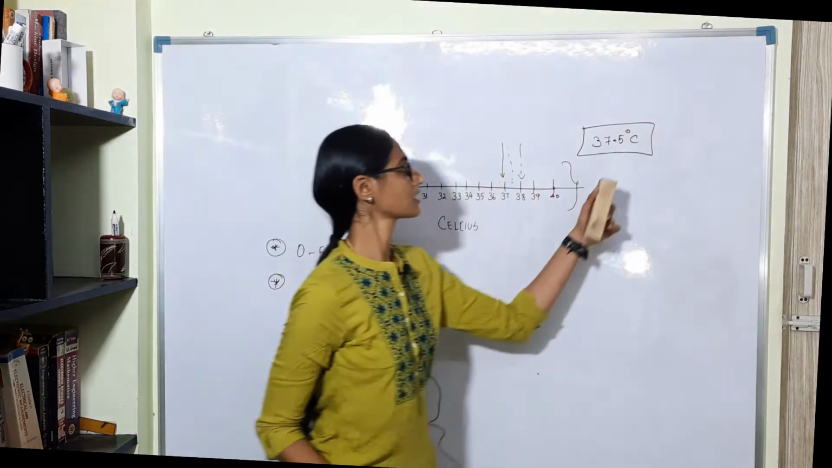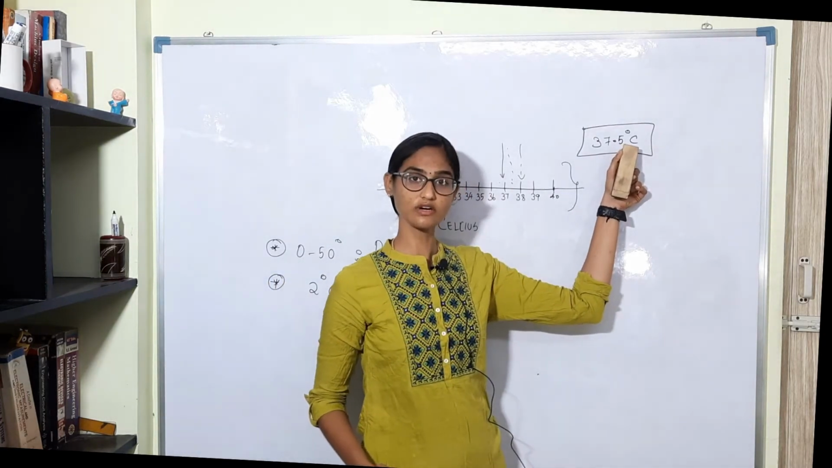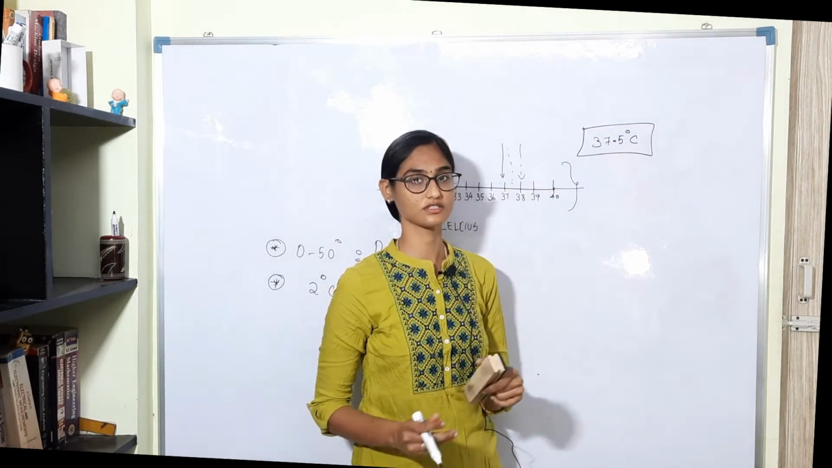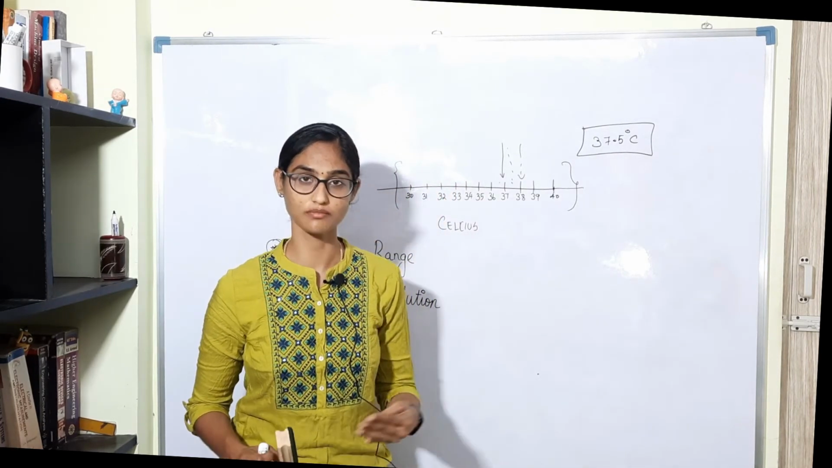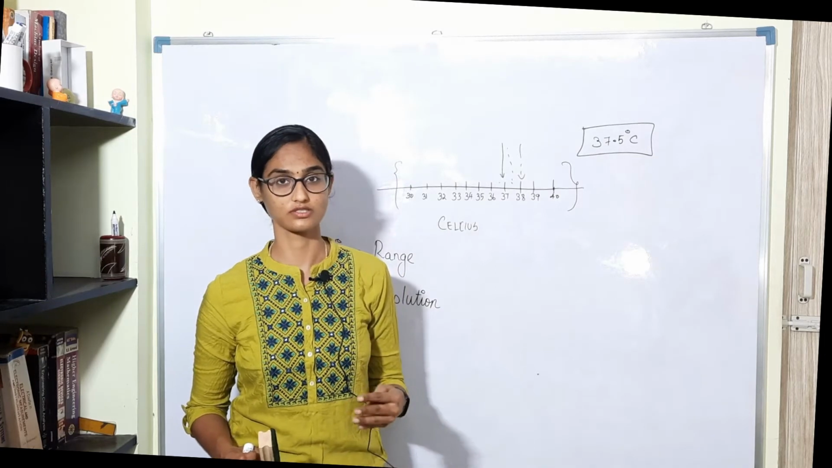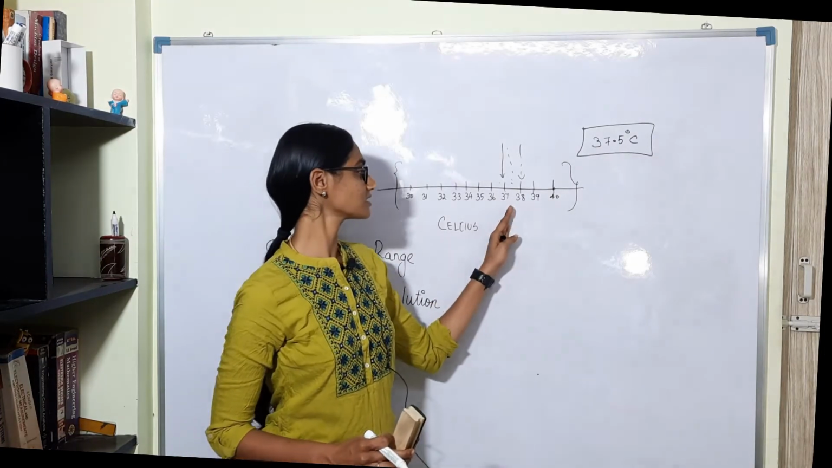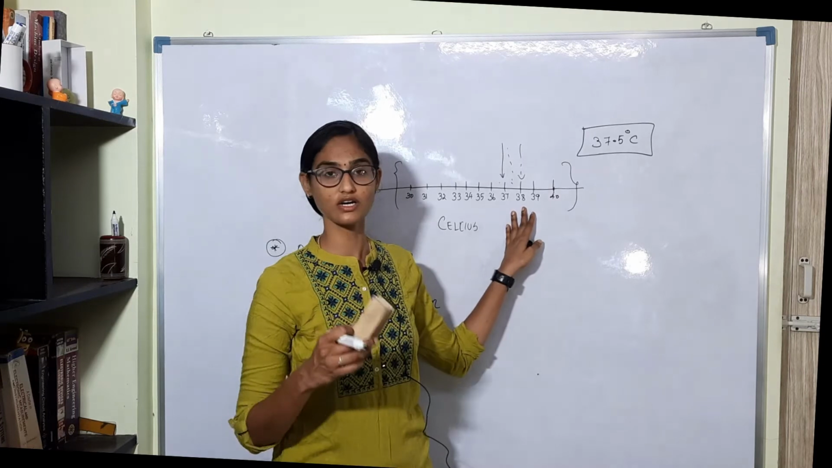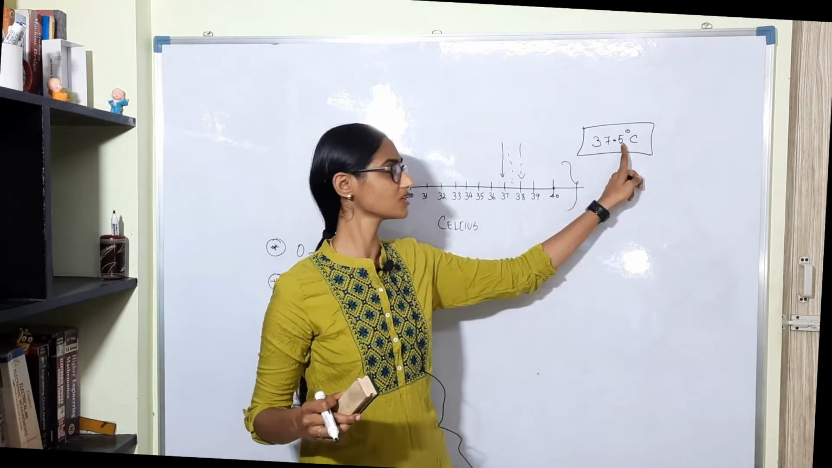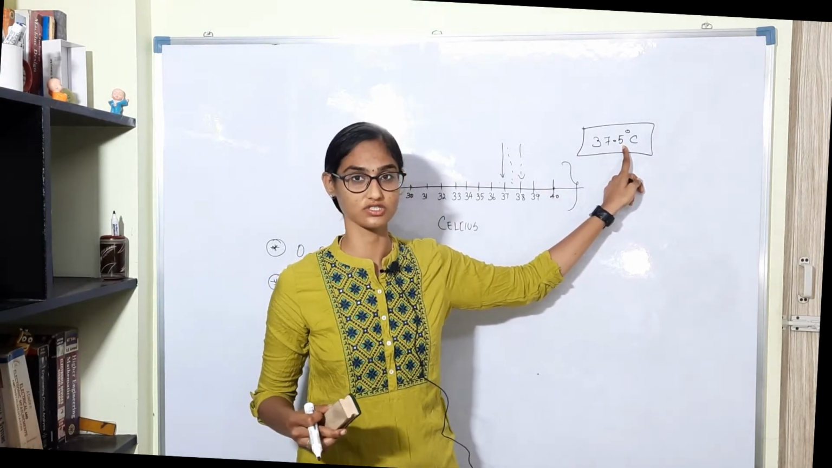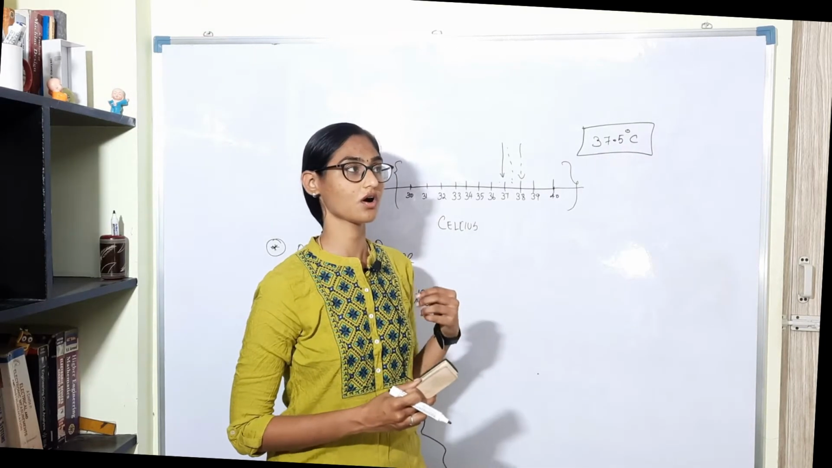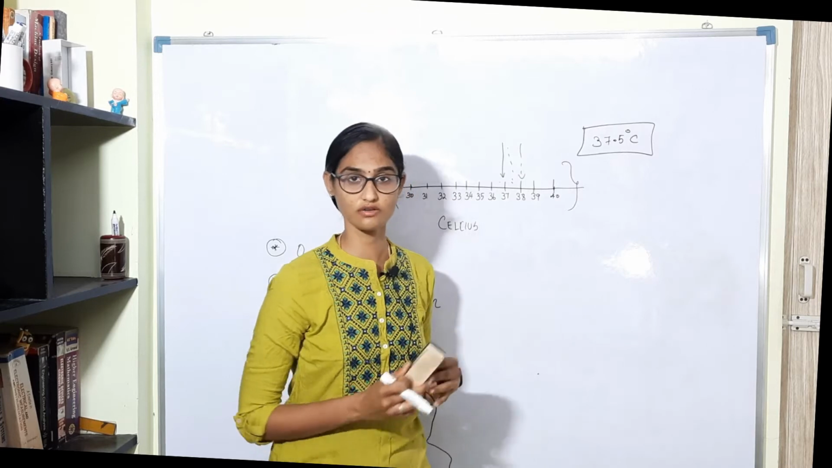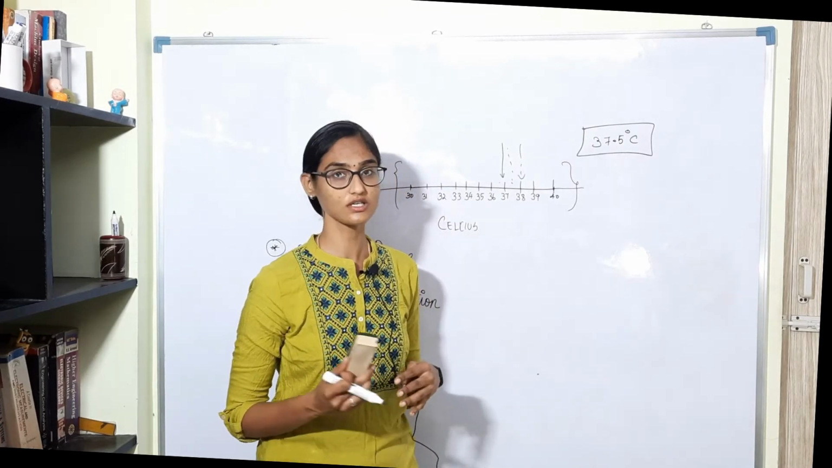So this number of digits that a device can measure is called precision. How precisely will it actually measure the temperature? That is precision. This device is capable of measuring in 1 degree steps. It will not be able to measure 0.5 degrees Celsius. That is called precision. How precisely or how observant the device is. That is called precision.